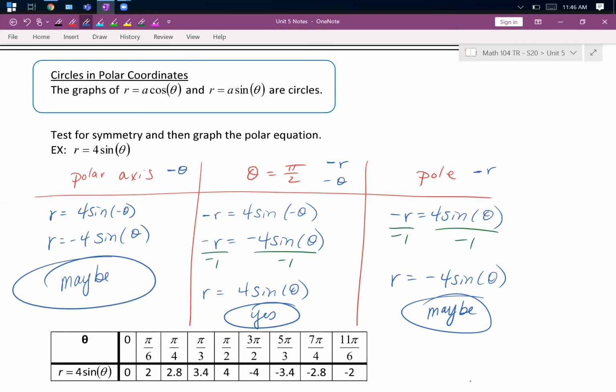So when we answer those, we answer it in like 3 parts like that? Okay. Because we're doing 3 different tests. Now it's possible, I imagine on my MyMathLab when I pull it up, it's going to be like a 4-part question. Is there symmetry with respect to the polar axis? Is there symmetry with respect to theta equals pi over 2? Is there symmetry with respect to the pole? And then graph.